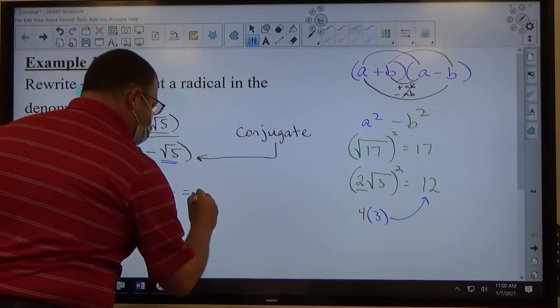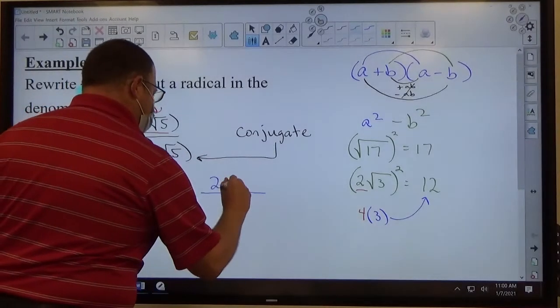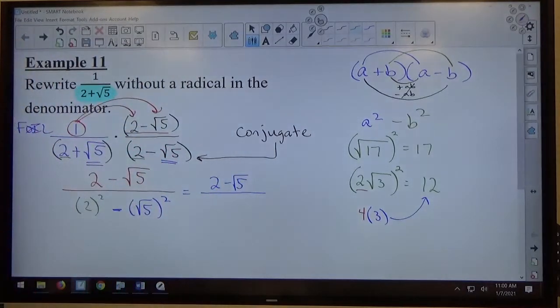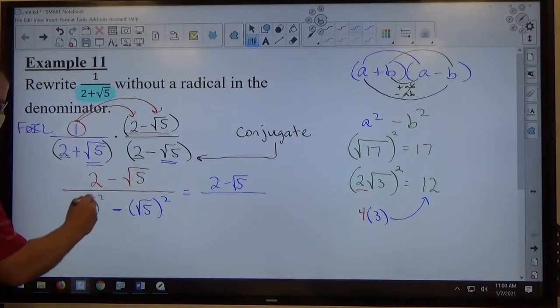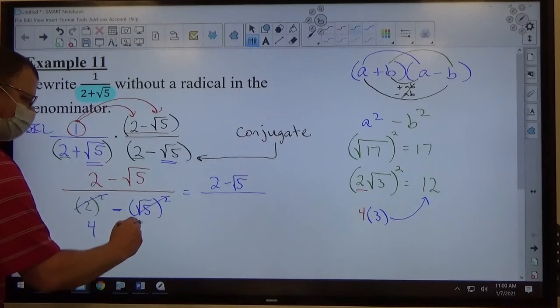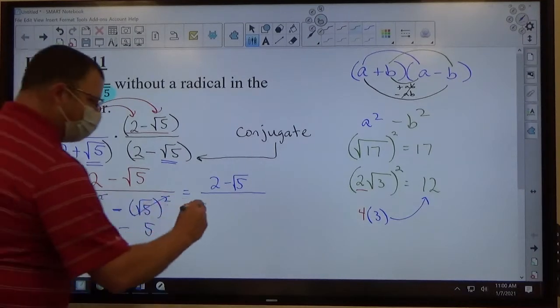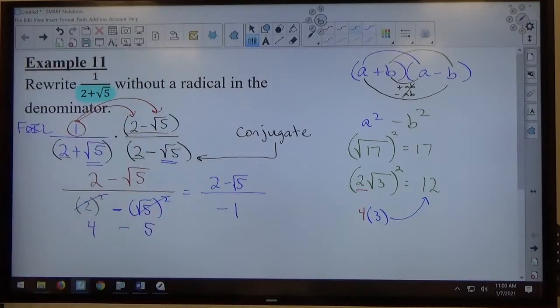What's left to do now is to simplify. Top cannot be simplified. Don't leave the square root off. 2 minus the square root of 5. On the bottom, 2 squared equals 4. And the square root of 5 squared equals 5. And they're being subtracted. So 4 minus 5 is negative 1. And that's a perfectly fine final answer.